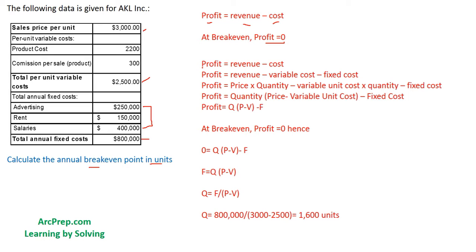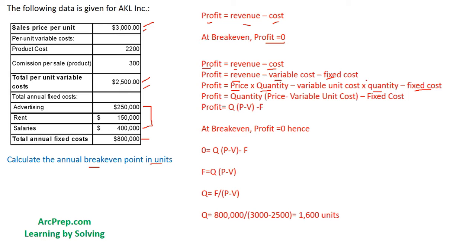Now, I can write the profit again, revenue minus cost. I can break down the cost and say cost is variable cost plus fixed cost. So profit is revenue minus the variable cost minus the fixed cost. I can rewrite revenue by saying my revenue is going to be equal to price, this guy here, multiplied by the quantity. My variable cost is unit variable cost, this one here, multiplied by the quantity, and I have my fixed cost here.